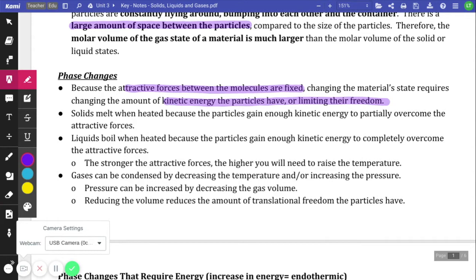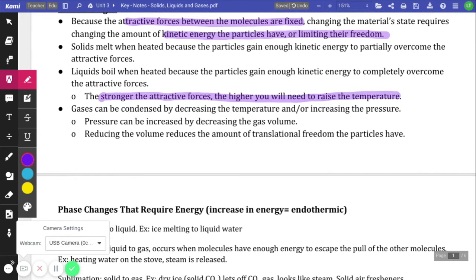Same thing with liquids. The stronger the forces, the higher you need to raise the temperature, so the more kinetic energy your molecules need to have. And then gases can be condensed by decreasing the temperature or increasing the pressure.